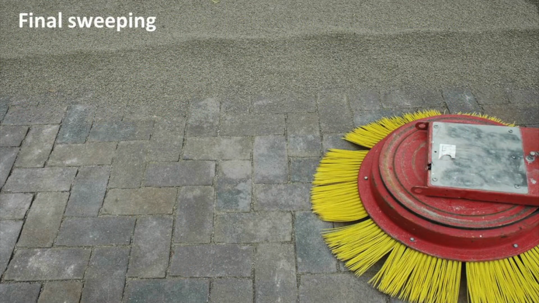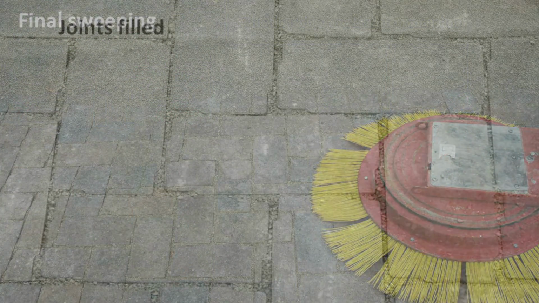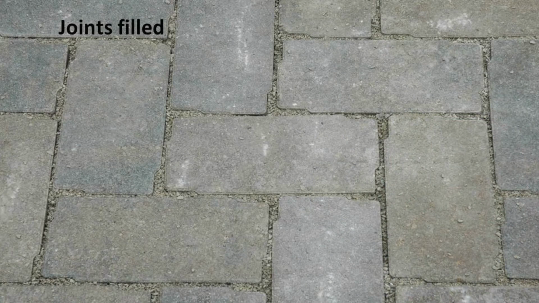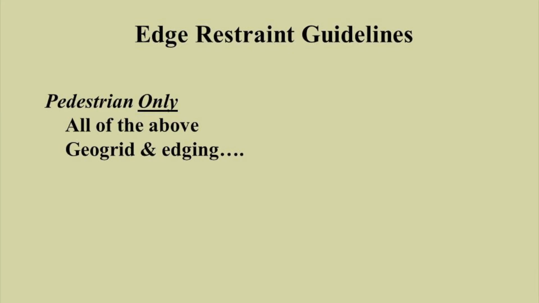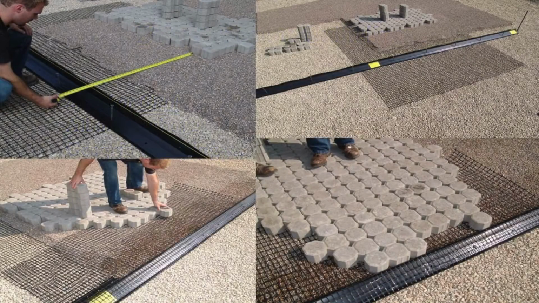Sweeping is then done to sweep the aggregate into the joints, and the joints are filled here. The other system for pedestrian-only application, obviously you can use concrete or this dense graded base option, but we can also use a geogrid wrap. And basically there what we're doing is providing a geogrid, not geotextile, but geogrid, that will be in the base, the bedding layer of the paver, and kind of hold that edge in place.